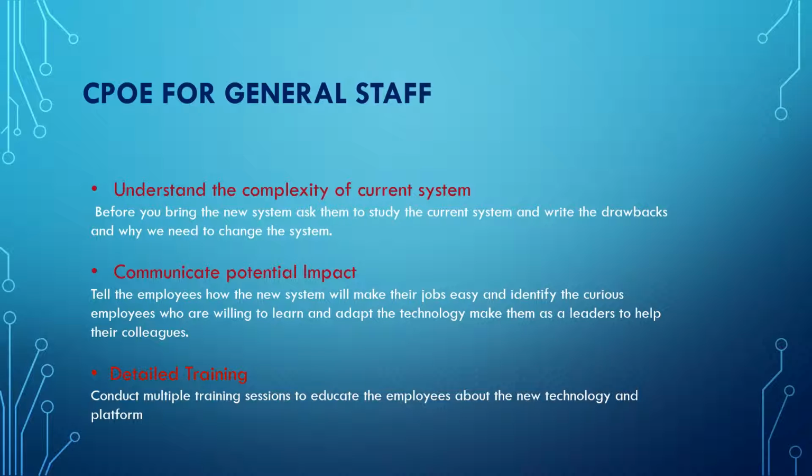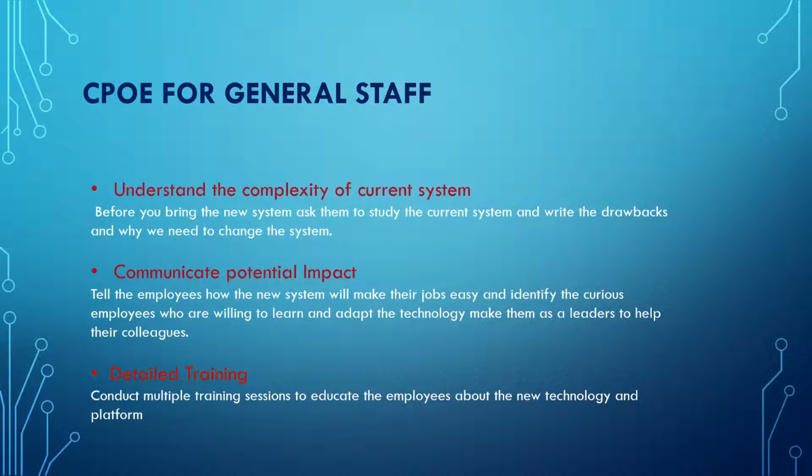First, before giving this application to the general staff, they need to understand the complexity of the current system. How do they understand? They need to sit and think about the system and write about it: what are the loopholes and the drawbacks. Once they figure out the drawbacks, then they will come up with a solution, or even if you tell them the solution, they will easily adapt to the new change.